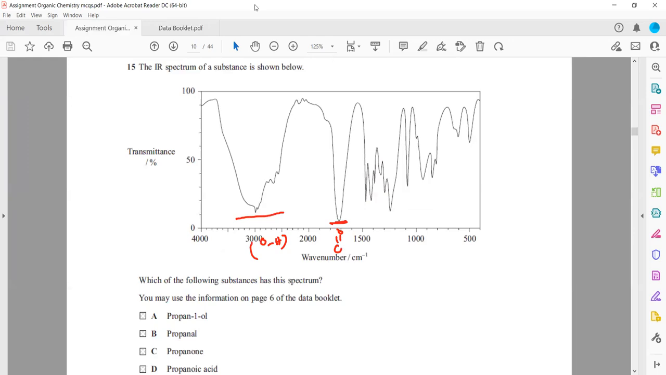If it was because of an aldehyde or a ketone, this part won't be there. But because it is a carboxylic acid, there's a peak of OH as well. So it means there is C double bonded with O and there's OH as well. So this is carboxylic acid, and option D is the carboxylic acid. Is it clear?